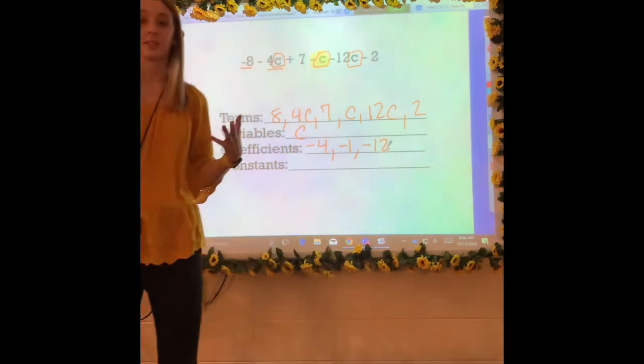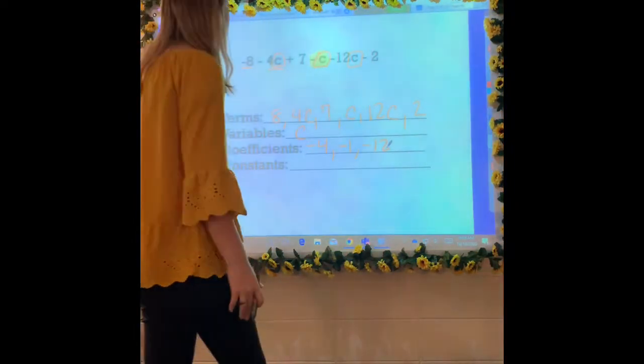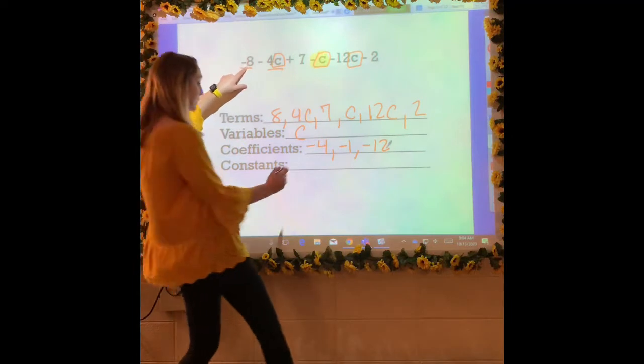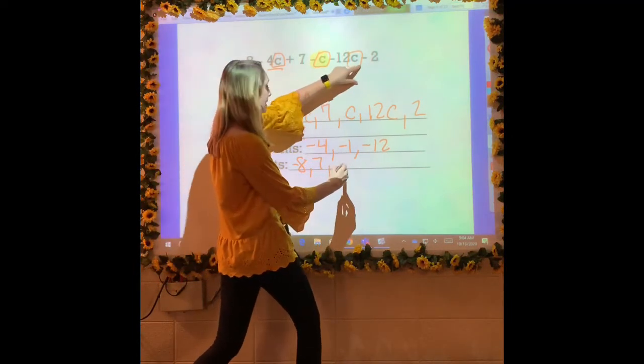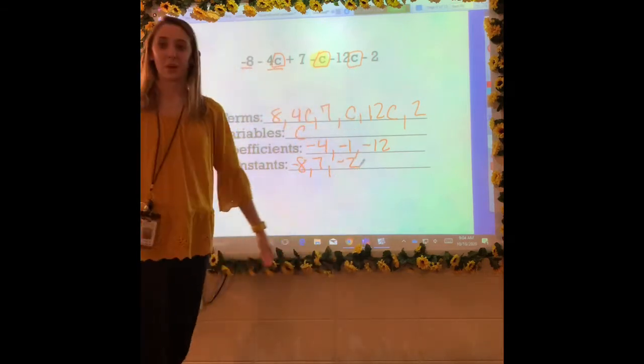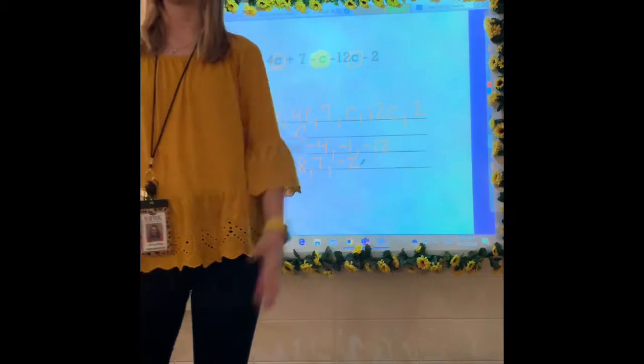And now we need constants. Constants are numbers that aren't attached. They don't have any baggage. They don't have anyone with them. So our constants are a -8, a +7, and a -2. Okay? So hopefully you're feeling better with those vocabulary terms. Go ahead and flip to the back of the page and we're going to move on.